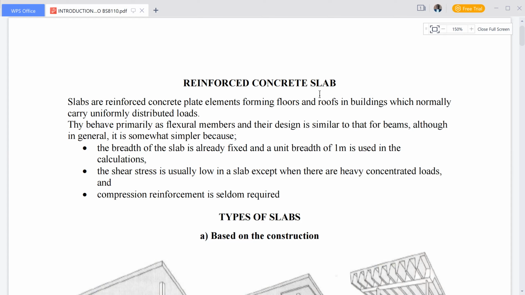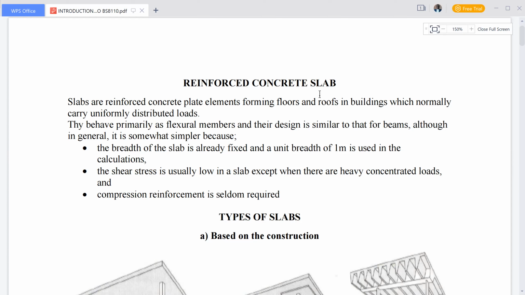Now the design process for the slab is the same as the design process for the beam, but we have slight differences. One, for the slab, the width or breadth is fixed to be 1 meter during calculation. Then the shear stress is usually low in slab except where there are heavy concentrated loads. Then compression reinforcement is seldom required.